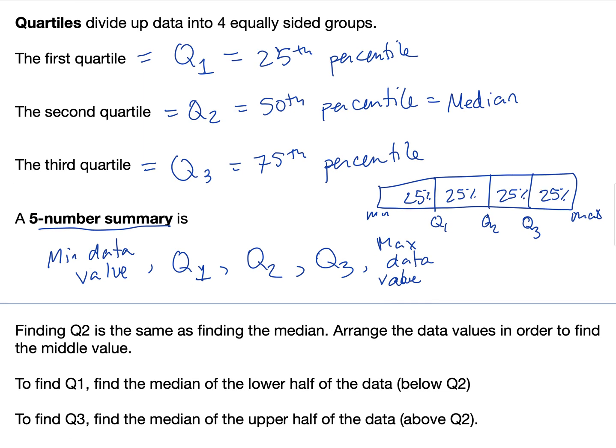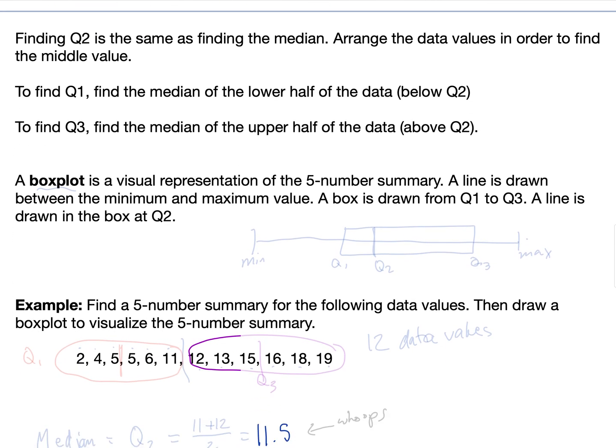So as we said, Q2 is the same thing as the median. So to find Q2, we can do what we did last week or so and find the median. We arrange the data values in order and then find the middle value. If there's an odd number of data values, there's just one middle value. If there's an even number, we take the average of the 2 middle data values.